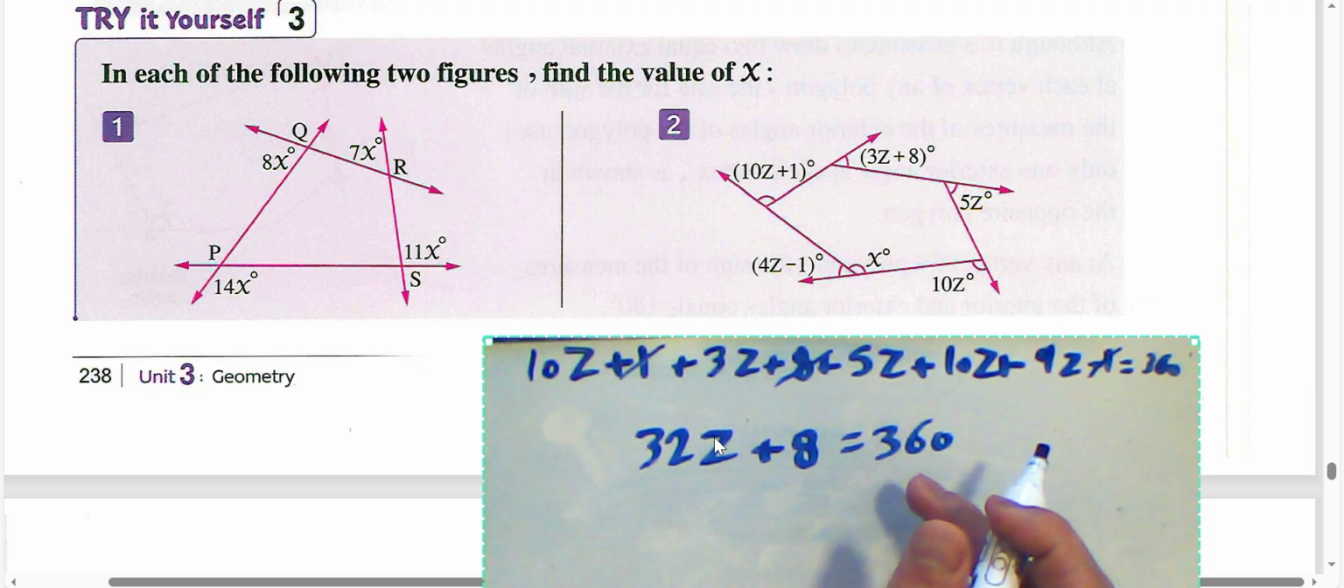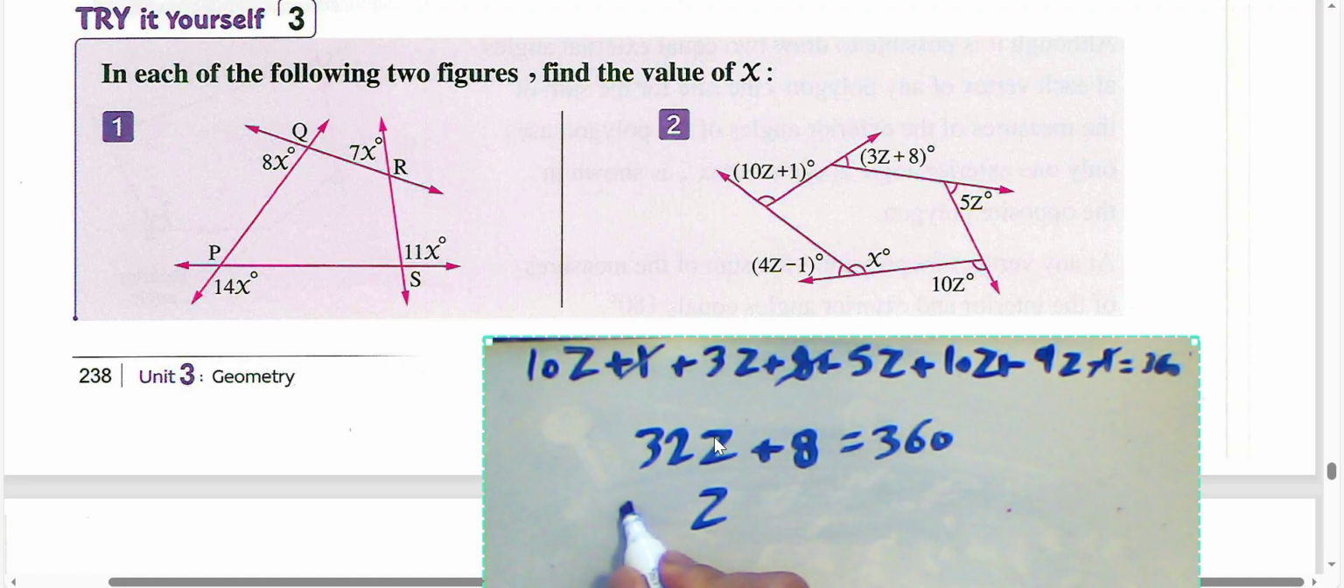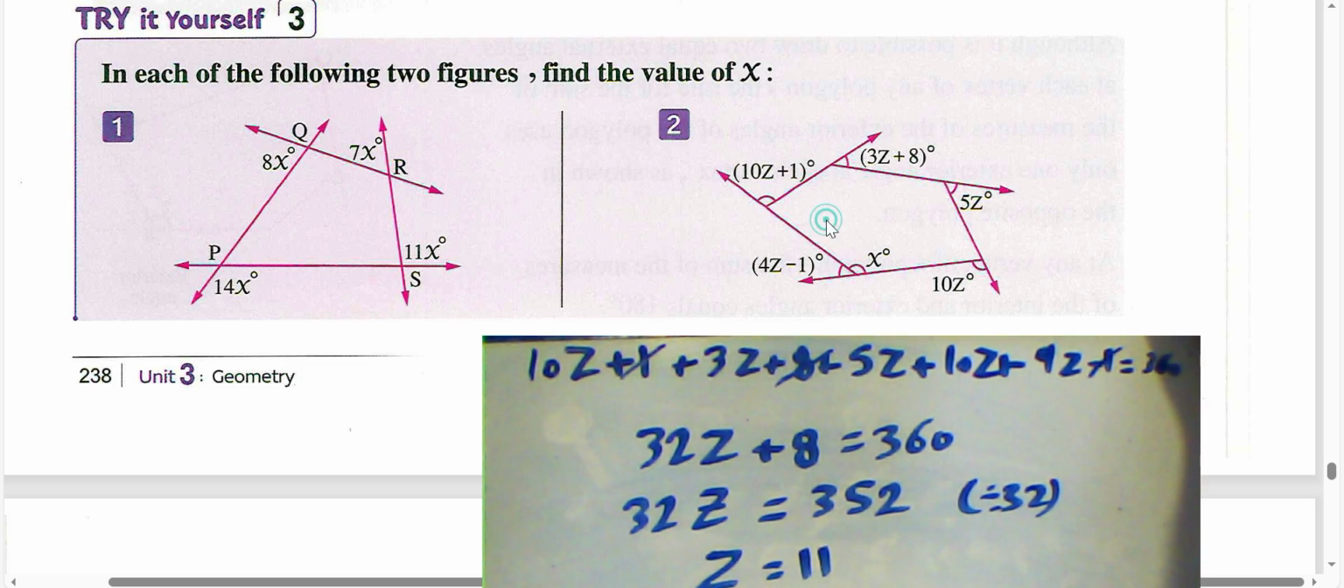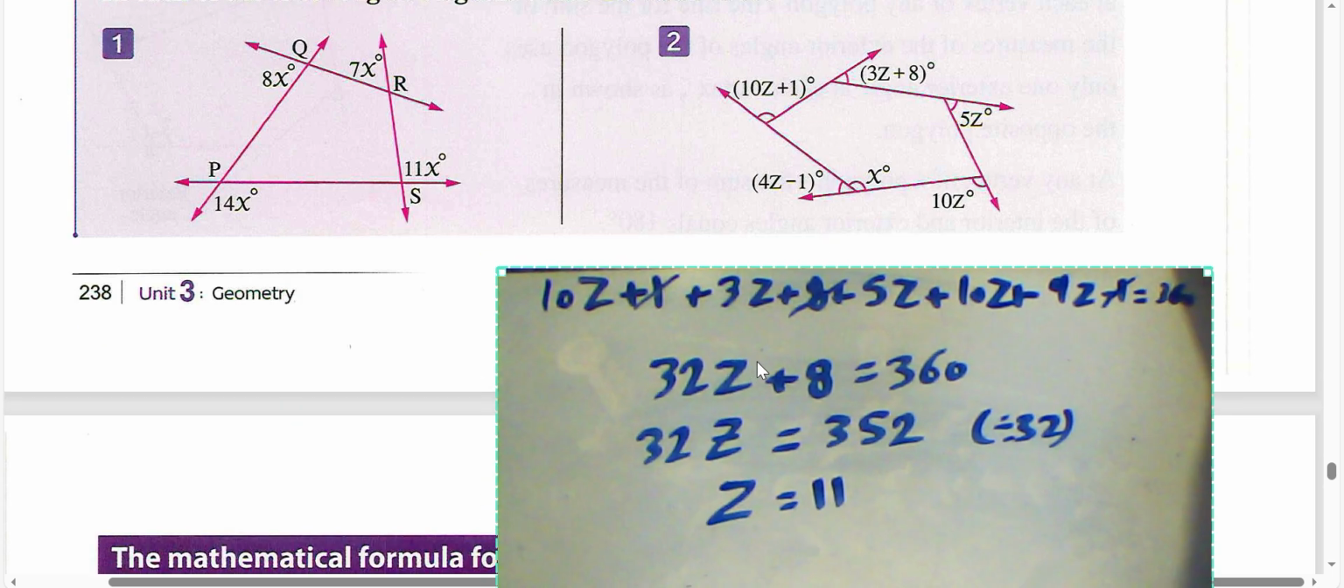Equals 360. Then 360 subtract 8, and the answer will be divided by 32. Then 32z equals the difference between them, 352. We can divide it by 32 to find the answer. The result here: z will be 11. Now we found z is 11. I want to find x now.